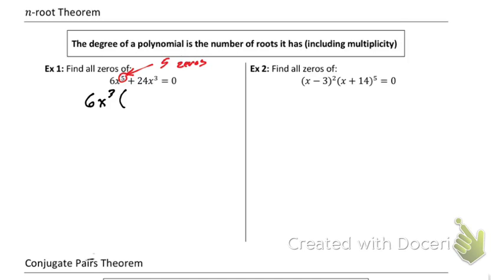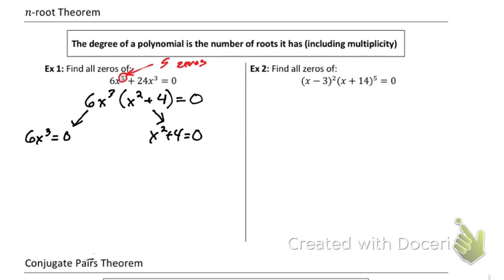All right, well, 6 divided by 6 is 1. X to the 5th divided by x cubed is x squared. Plus 24 divided by 6 is just going to be 4. X cubed divided by x cubed is 1, so we're just left with 4 equals 0. So we have two possibilities. Either 6x cubed equals 0 or x squared plus 4 equals 0.